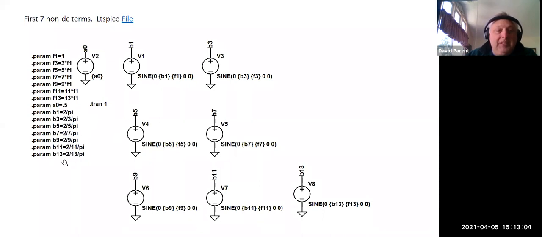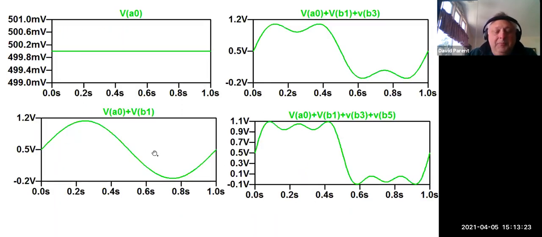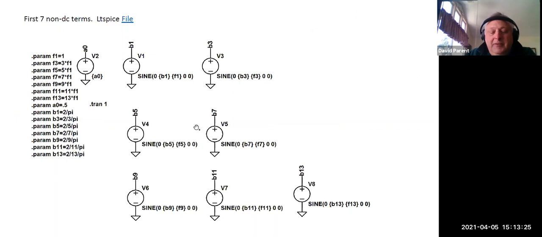Now what does that mean? Well, now I have sine waves. Here's a sine wave. B1 is the amplitude and F1 is the frequency. You can see I just programmed this along. And you can download this file and run it yourself.